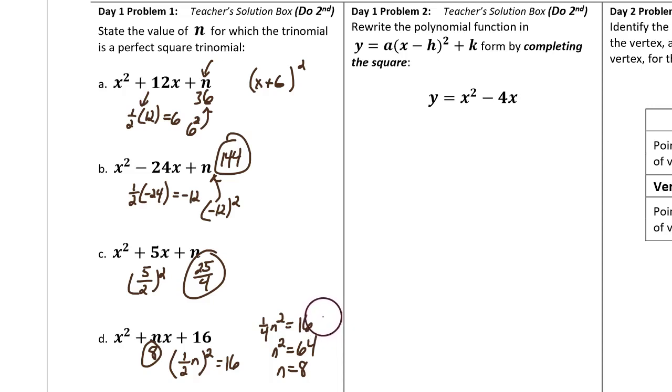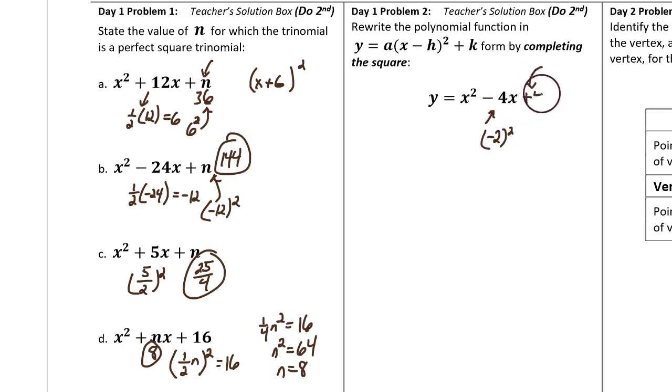Day 1, problem 2. Rewrite the polynomial function in this format right here, which is called vertex form of a parabola, by completing the square. Completing the square was the process we were doing in question 1. We want to figure out what constant term to put right here so that we make a trinomial that factors. So again, the technique is to take half of this number, which ends up being negative 2, and then to square it. That makes positive 4.